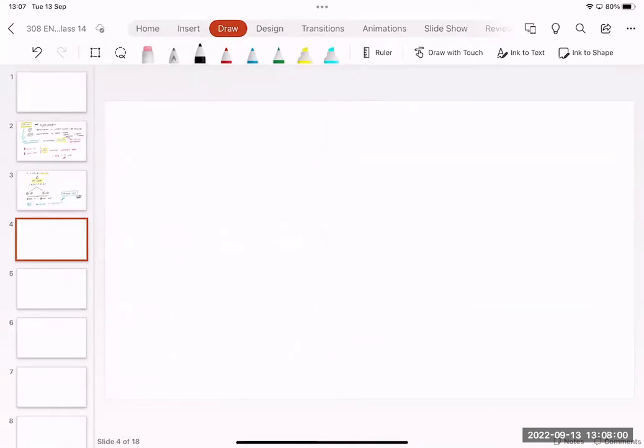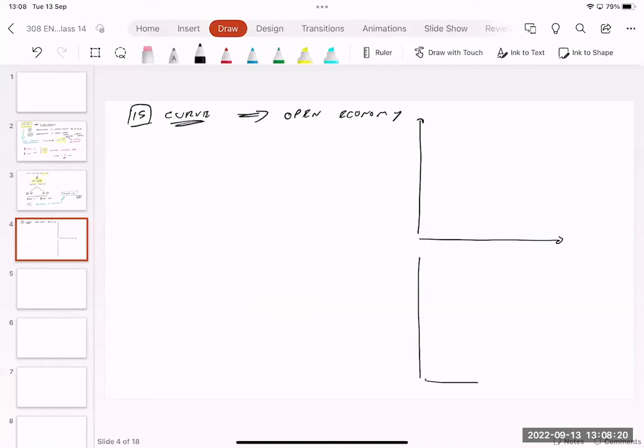We're going to start with the IS curve. We're going to apply the IS curve to the open economy. So starting with drawing the graph, I write one graph on top and one graph below. On top is going to be the Keynesian cross.